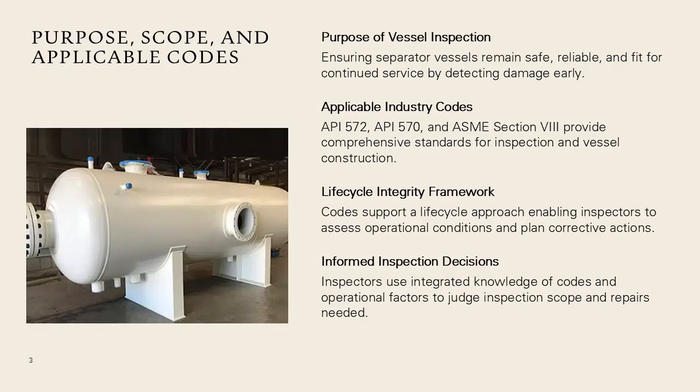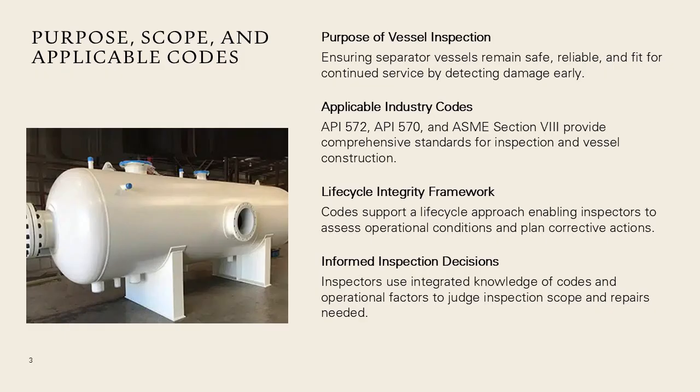Inspections also aim to identify active damage mechanisms at an early stage so that corrective actions can be planned before failures occur. The guidance presented is based primarily on API 572, which provides detailed practices for the inspection of pressure vessels in service, including both external and internal inspection techniques. API 570 is referenced for principles related to in-service inspection philosophy, corrosion rate evaluation, inspection intervals, and documentation practices that are commonly aligned across mechanical integrity programs.